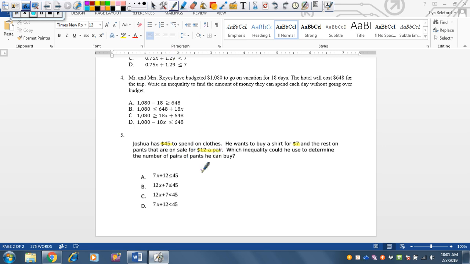Okay, I know it says pair, which we know is 2, but one pants is a pair of pants. So it's not 12 times 2 or anything like that. It's just 12 times however many pairs of pants he buys. So that's going to get you to the answer right away. And then we said $45 is what he has. He can spend less than $45. The alligator has to eat 45. It has to be the most. Or he can spend exactly $45. So between these two criteria, you can find your answer.